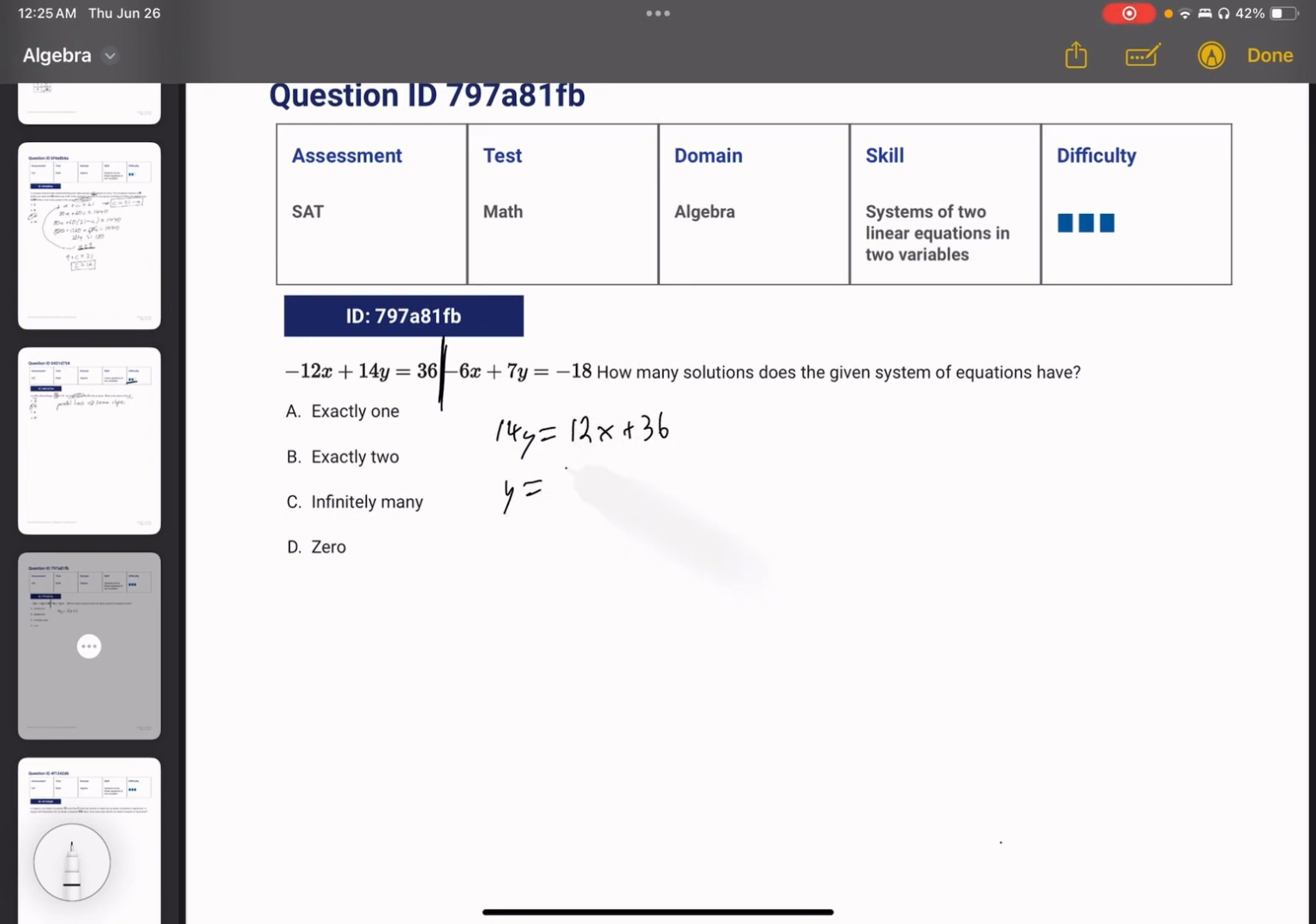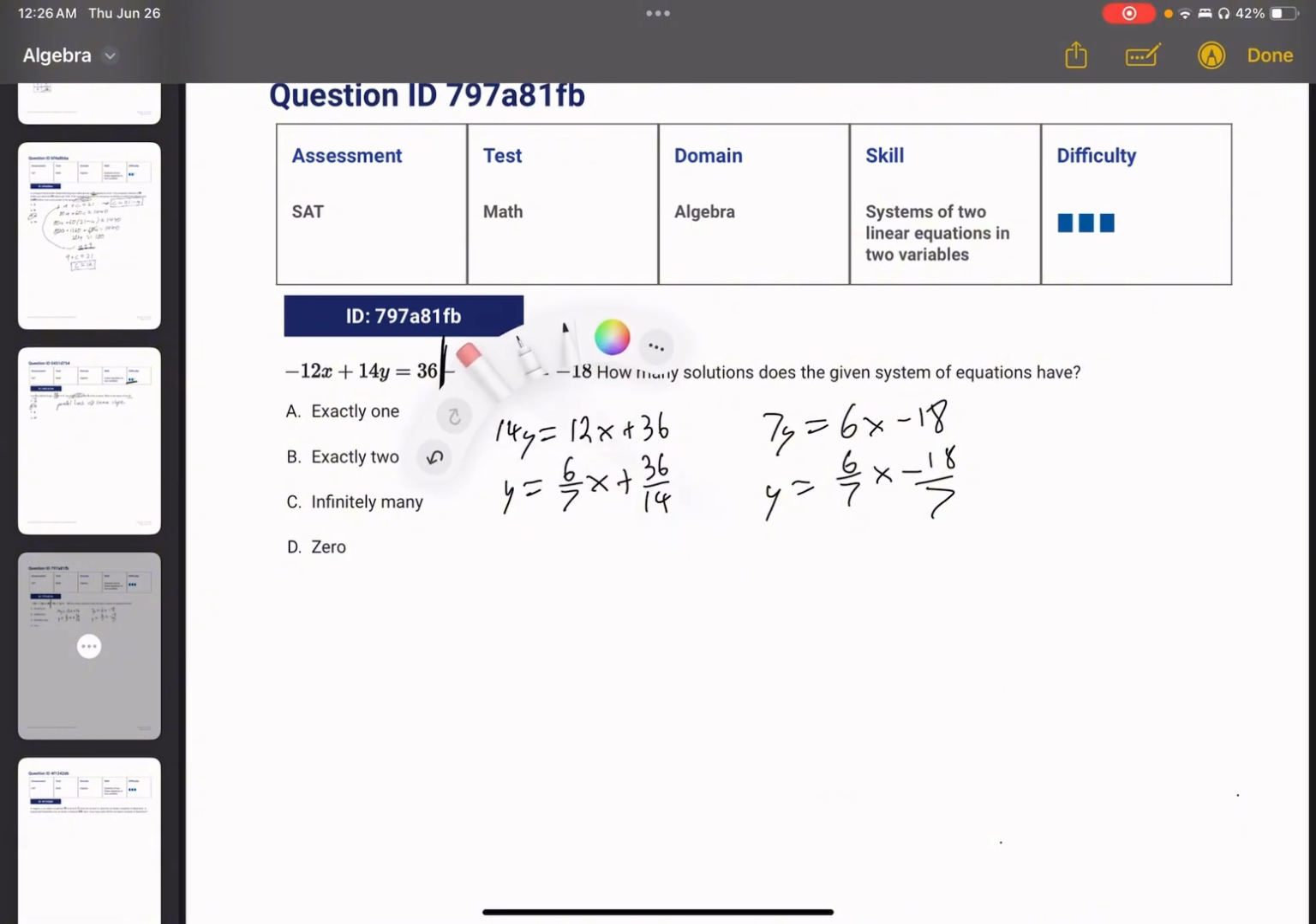So y equals 12 over 14, which is 6 over 7x plus 36 over 14. I'm not going to worry about simplifying that for now. And then we have 7y equals 6x minus 18, so y equals 6 over 7x minus 18 over 7. As we see here, we have the same slope for both of these equations and different y-intercepts.